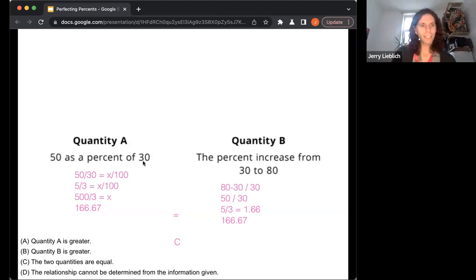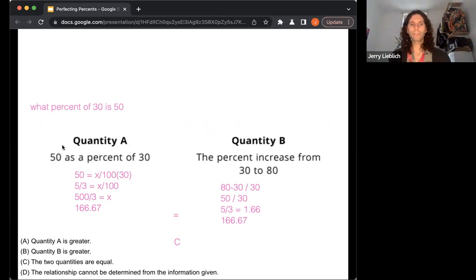Okay, interpret quantity A. 50 as a percent of 30. The way I thought of it is, 50 percent of 30. Another way of saying this is, what percent of 30 is 50? That's basically how I'm interpreting this. 50 as a percent of 30. What percent of 30 is 50? That's how I'm interpreting this here, though to be honest, I find this really strange.